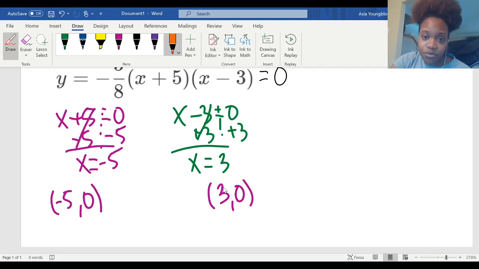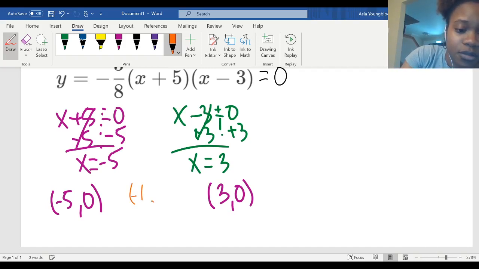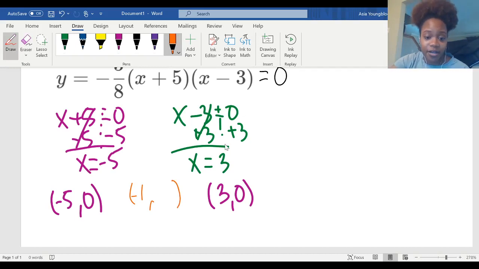There are multiple ways that you could do this. You could find the median. So we could do negative 5 plus 3, which gets us negative 2, and divide that by 2 to get negative 1. So we know it's negative 1 based on that math we just did in our head.